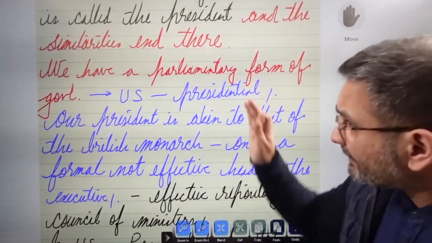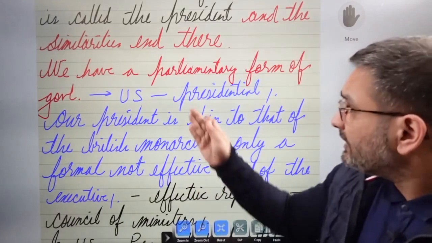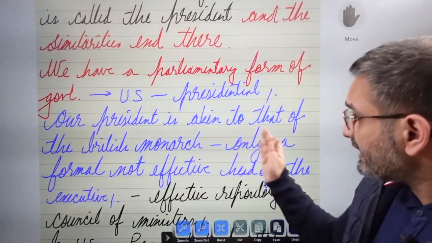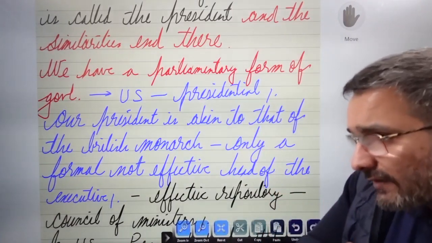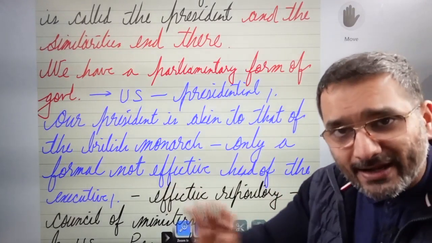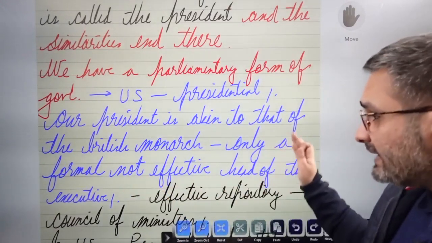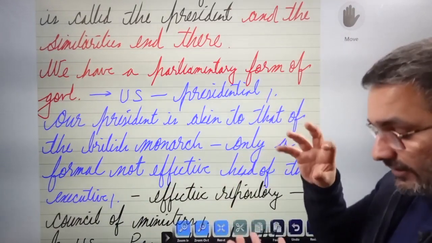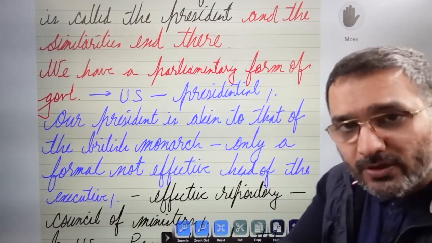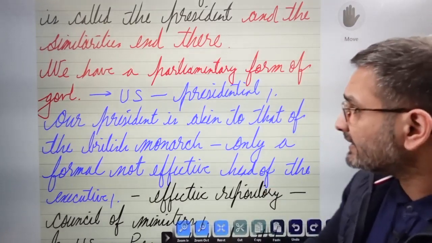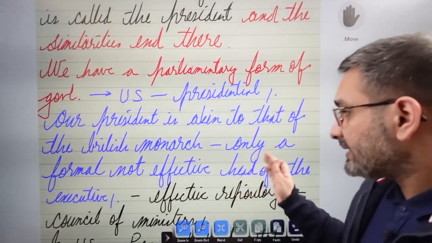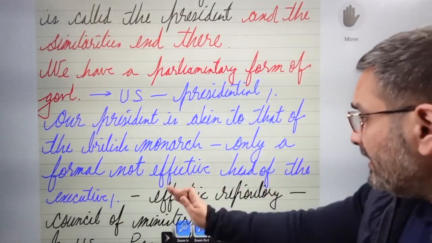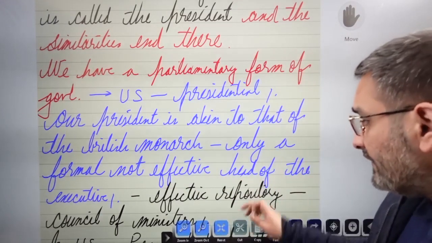We have a parliamentary form of government. The US has a presidential form. Our president is akin to the British monarch, wherein you are just there to sign documents, whereas in the US the effective power holder is the president of the United States of America. Right? Our president is only a formal but not an effective head of the executive.